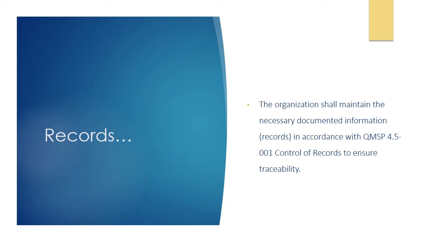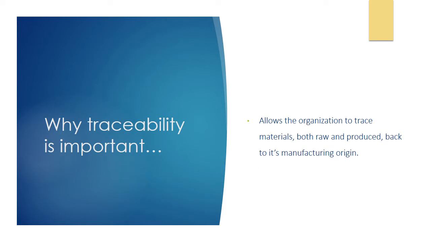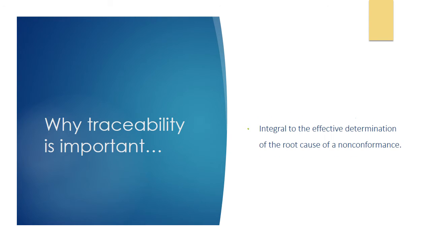Records. The organization shall maintain the necessary documented information or records in accordance with QMS 4.5-001, control of records to ensure traceability. Why traceability is important. Traceability allows the organization to trace materials, both raw and produced, back to its manufacturing origin. It is integral to the effective determination of the root cause of a nonconformance.